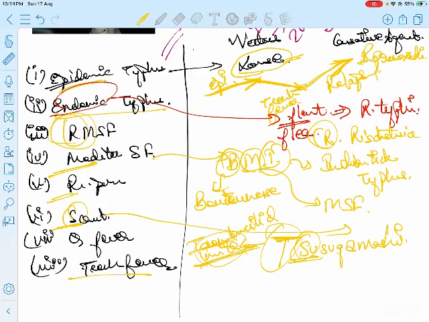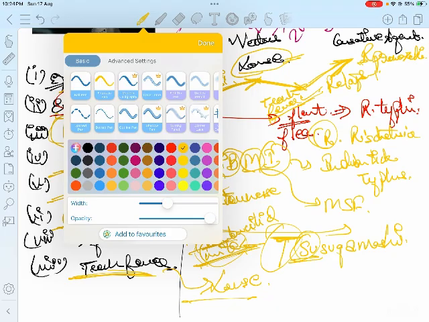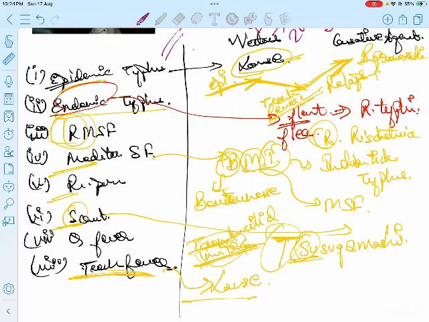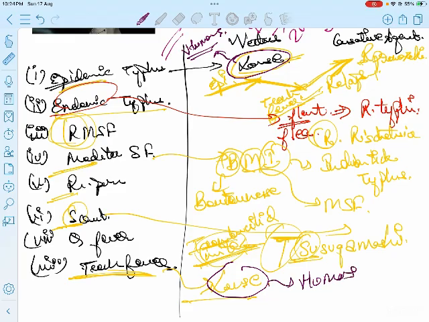Then for trench fever, I told it here that for trench fever also the vector is louse. So for trench fever, epidemic typhus and relapsing fever, the vector is louse. Now wherever your vector is louse, humans are the reservoir. Here also the humans are your reservoir in trench fever.